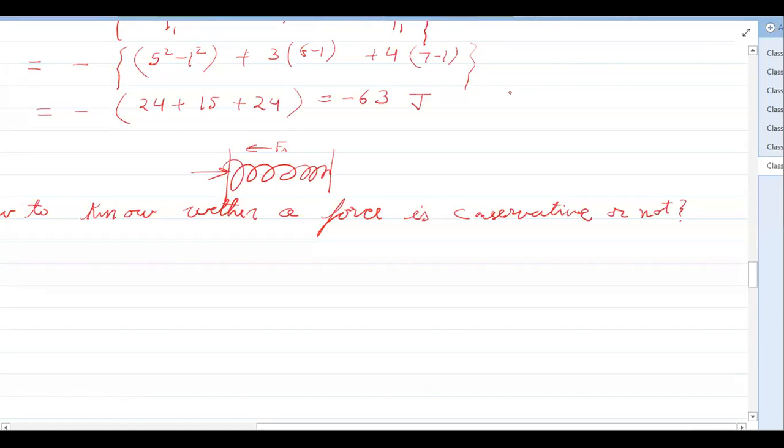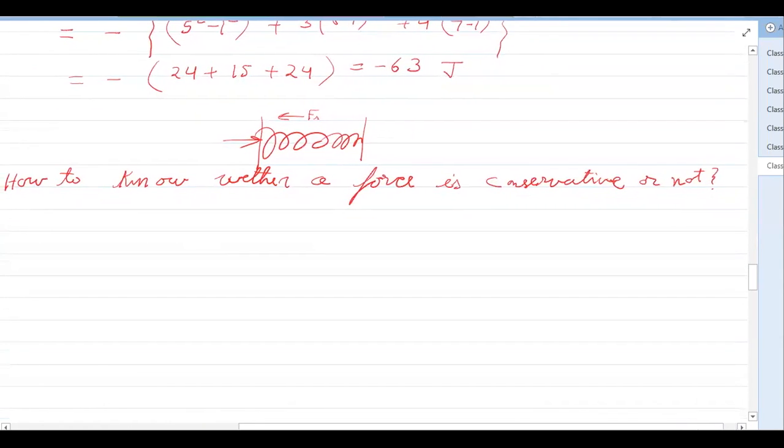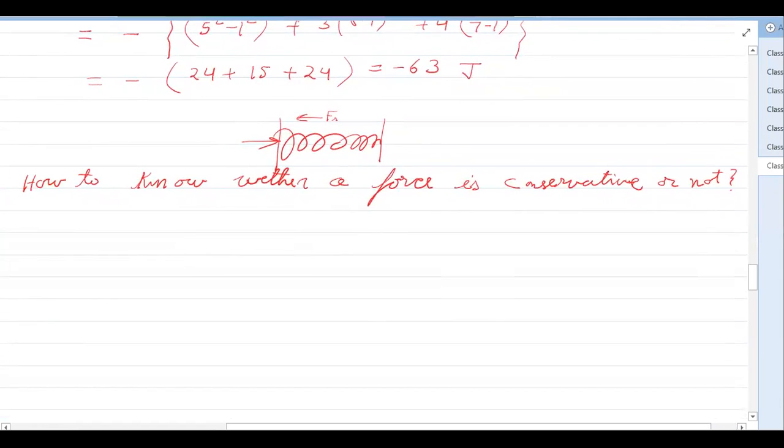First, the most basic method: we will go by definition. We have to check the work done through different paths, and there are some rules also. If a force is constant, the force is always conservative.